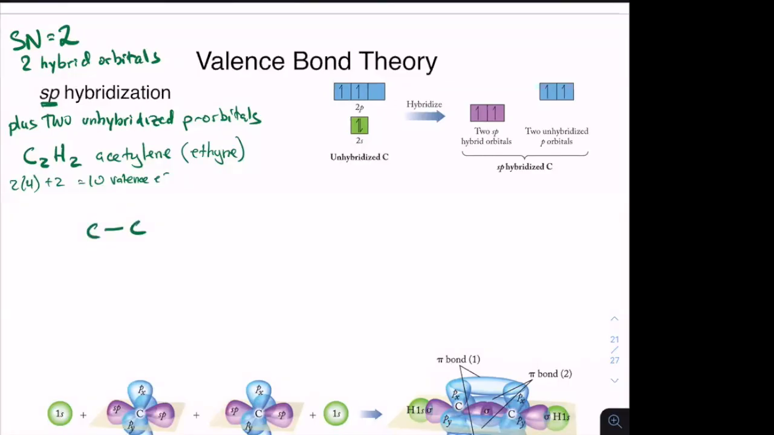And now where do the hydrogens go? Well, they have to go on the outside anyway, because hydrogen can only form 1 bond, because it can only have up to 2 electrons in its valence shell.